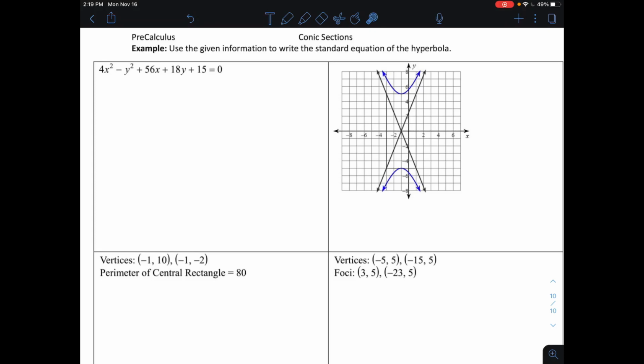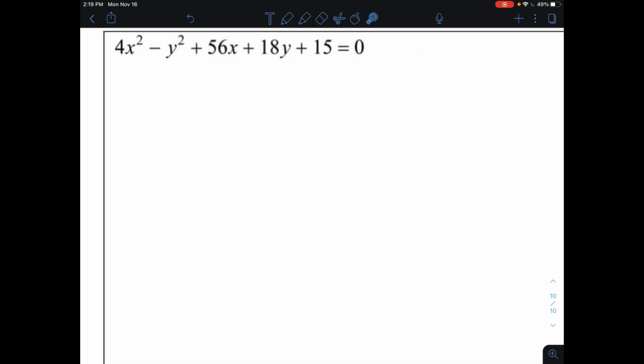In this video, we're going to use the given information to write a standard equation of a hyperbola. Looking at this first problem, I have an equation that is fully expanded, and I want to write it in terms of its standard form or standard equation. Now, how do I know it's a hyperbola? I really don't until I finish putting it in standard form.